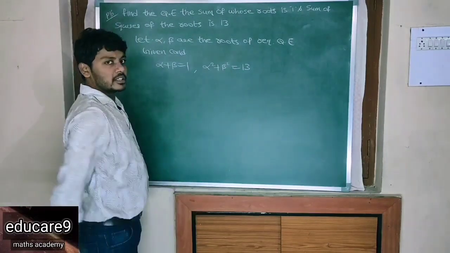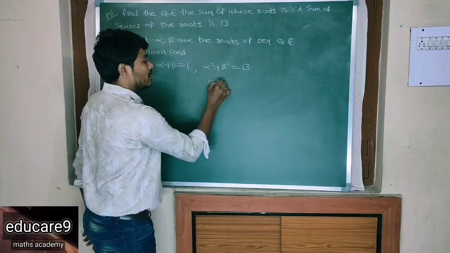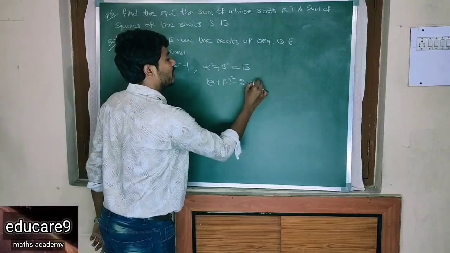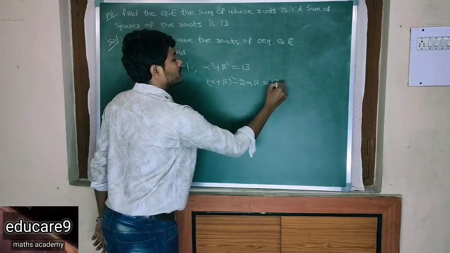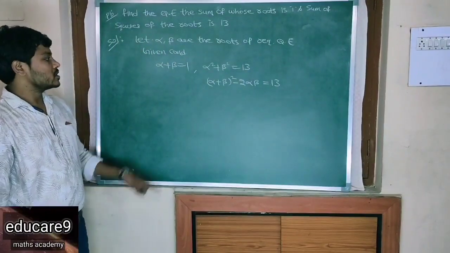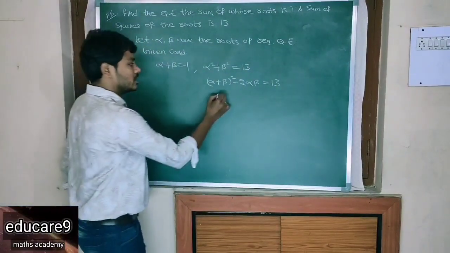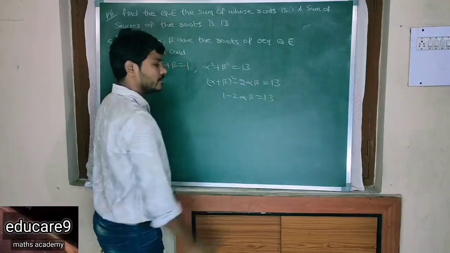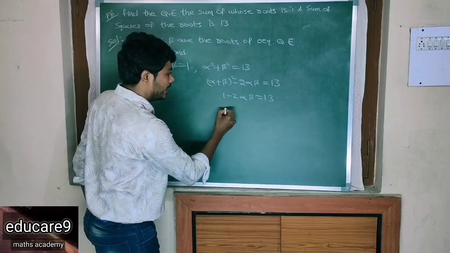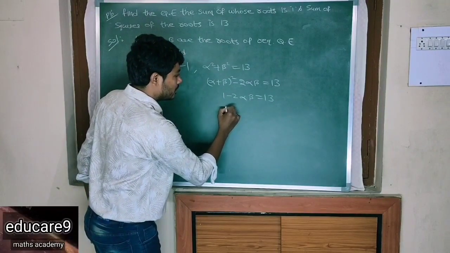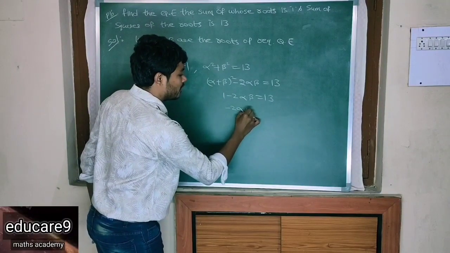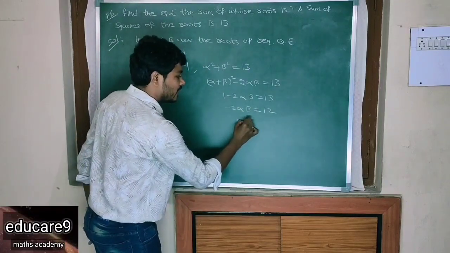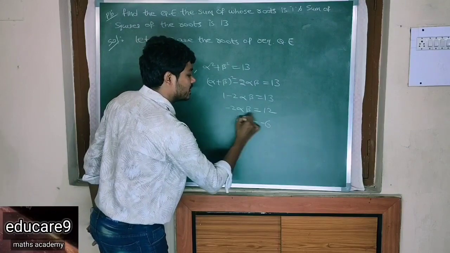Now how to write alpha square plus beta square? Alpha plus beta whole square minus 2 alpha beta is equal to 13. So what is alpha plus beta value? 1. So 1 minus 2 alpha beta is equal to 13, and minus 2 alpha beta is equal to 12, and alpha beta is equal to minus 6.